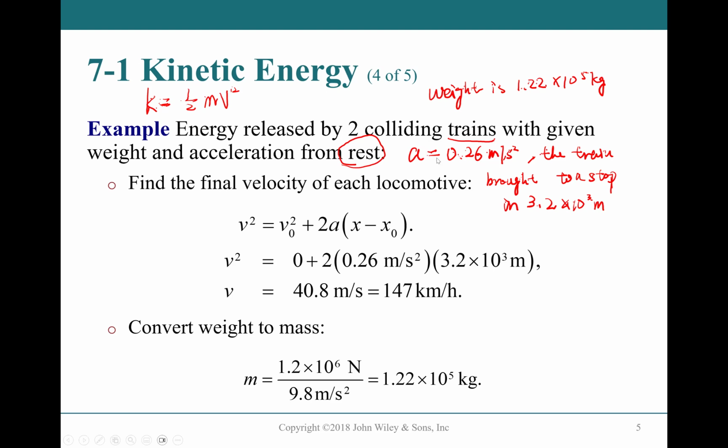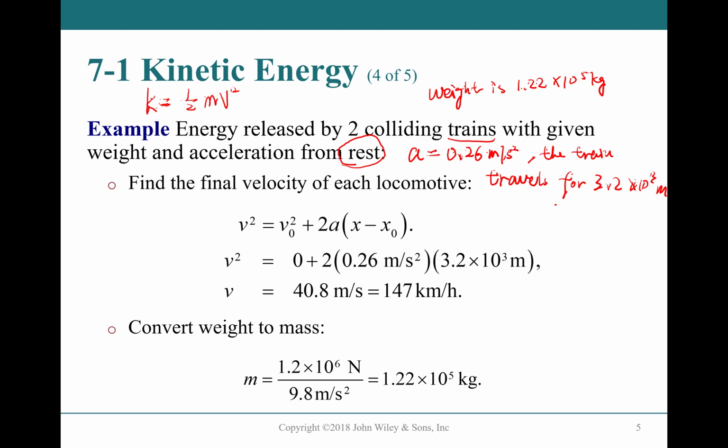Wait for a little bit. So acceleration is 0.26 meters per second squared. Actually, we shouldn't say brought to a stop. If you say the train travels, it's starting from rest. So the train travels for 3.2 times 10 to the power of 3 meters.